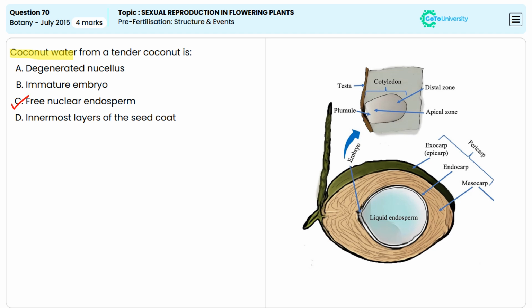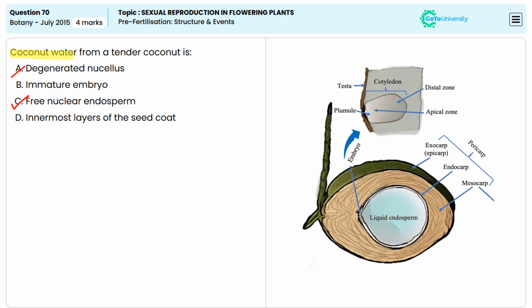The free nuclear endosperm refers to the stage in the development of the coconut seed where the endosperm, that is, the tissue that nourishes the embryo, is in the form of a liquid. That means it is a liquid endosperm, and it is not yet fully cellularized. So this stage occurs before the endosperm becomes solidified into the white flesh of the coconut. So the answer is option C.